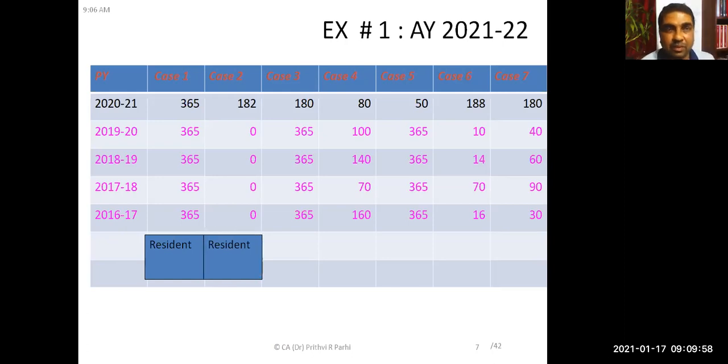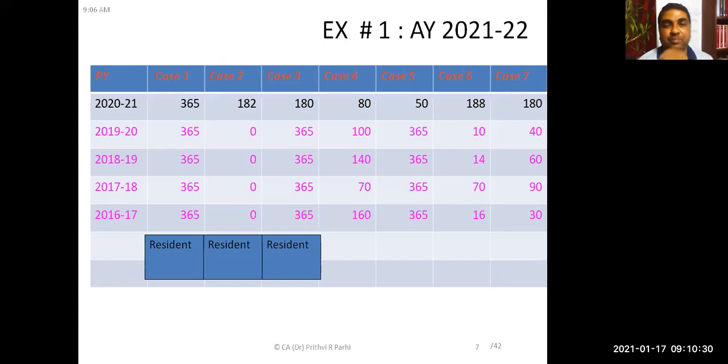Now, case 3. Please tell me. The second condition applies. The first condition is that in the relevant previous year 60 days, and in the preceding 4 previous years all taken together 365 days. So the second condition is compliant. So what will be the residential status? Resident or non-resident? Resident. Good. And what about case 4?